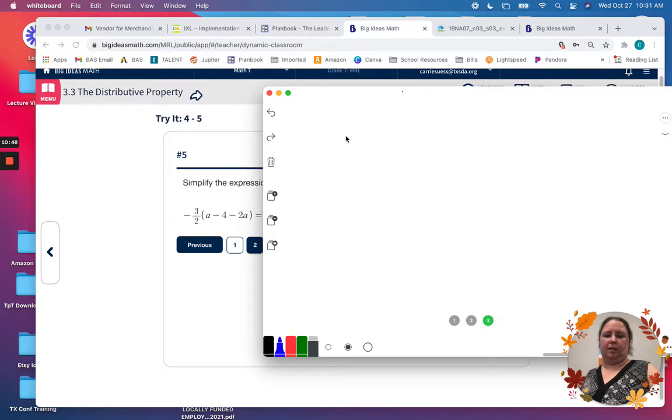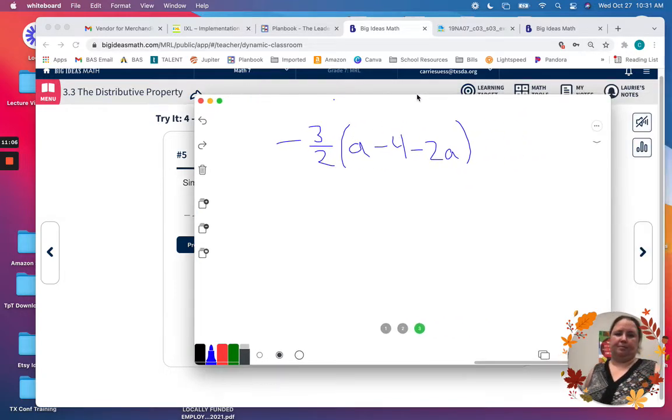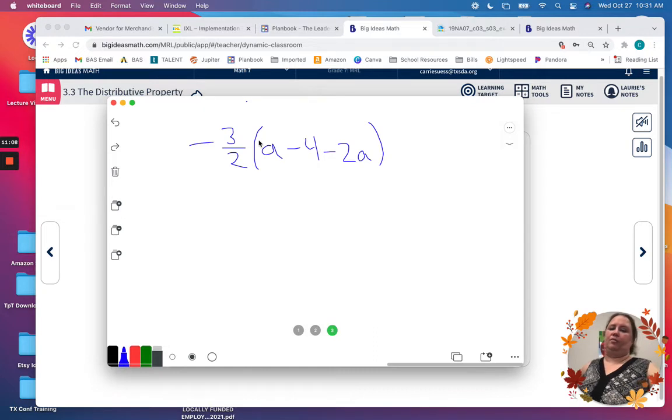Okay, let me write this down. We have negative 3 halves, parenthesis a, minus 4, minus 2a. All right, so looking in the parentheses, what is a like term in here? A and 2A. Correct. What's in front of this a? A 1. So can we combine the 1 and negative 2? Yes. What would you get? It's a positive 1 and a negative 2. So it's like saying 1 minus 2. Negative 1. There you go.